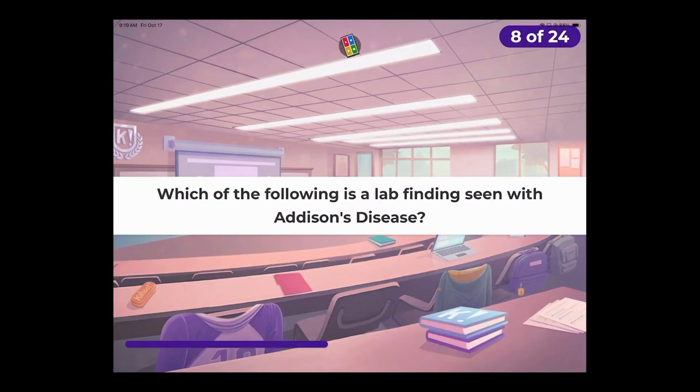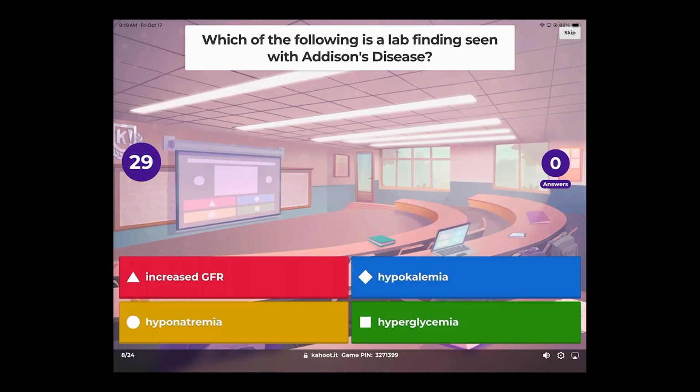Which of the following is a lab finding seen with Addison's disease? So you have to know what Addison's disease is first. Then you know what levels are going to be high or low, and you go from there. What is Addison's disease? What don't they make? Cortisol and aldosterone. So no aldosterone, what is going to happen?